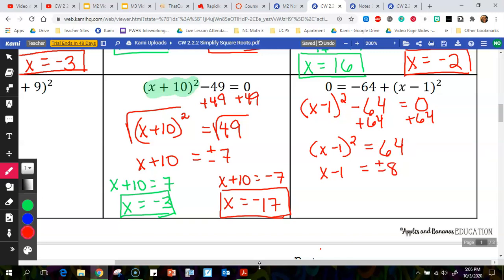And then set up two equations. X minus 1 equals positive 8. And x minus 1 equals negative 8. So on my positive side, or on the green side, x equals 9. And the red one, x equals negative 7.